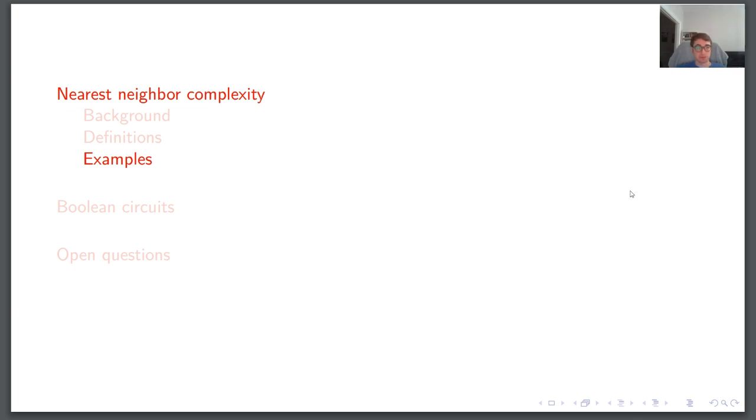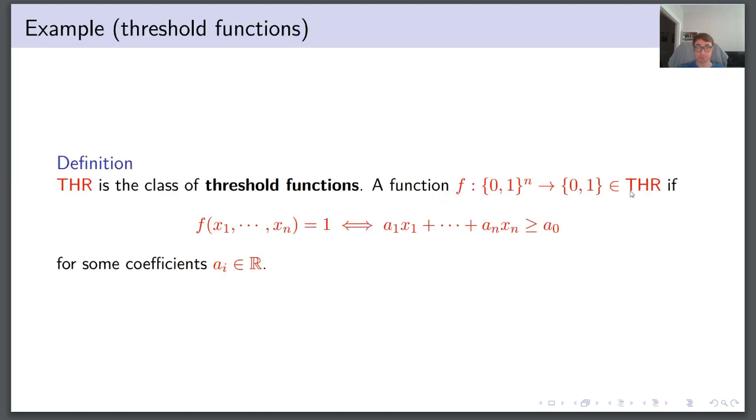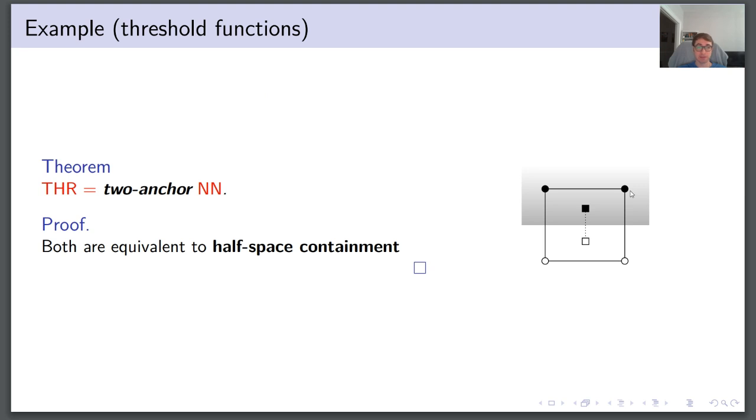So let's do a brief example for each of these questions. For the first question, which functions have small NN representations? One thing to note is that every Boolean function does have an NN representation by taking every possible input point as an anchor. And for the example, let's consider the class of threshold functions. So these are Boolean functions which are equal to 1 if and only if some affine inequality of the input point holds. And an easy observation is that this class is precisely equal to NN representations with 2 anchors. And that's because both essentially realize containment in a half space.